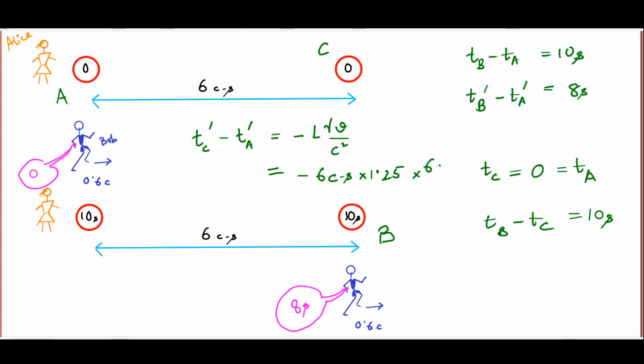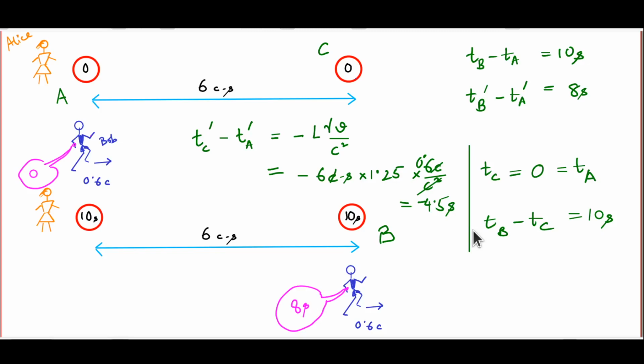V is 0.6C, and then you divide this by C square. So cancelling out the factors of C, what you end up with is minus 4.5 seconds. So what does this really tell you? It tells you that the event C, the event at which the right-hand clock of Alice has been set to 0, actually has been set to 0 according to Bob at a time given by minus 4.5 seconds.